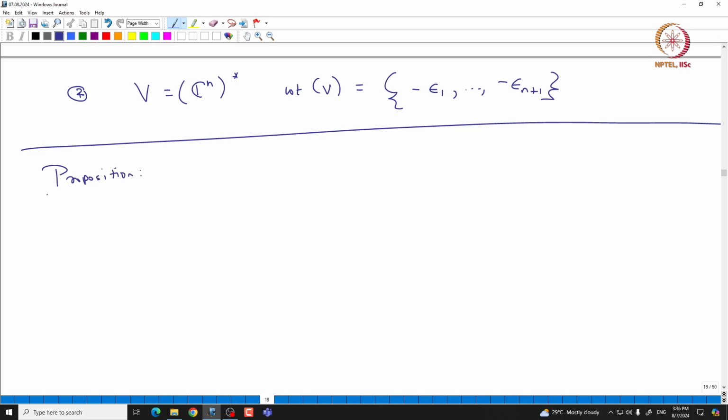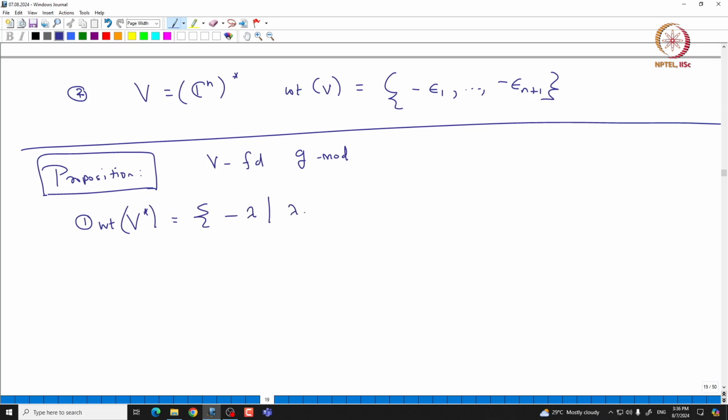So, if you start with a finite dimensional representation, then we have already seen that there are many ways to get new representations out of old representations. For example, we can take duals, we can take tensor products, we can take symmetric products, we can also take alternating products and so on. Okay. So, it is natural to ask what will be the weights of these new representations in terms of the old one. So, let us make this observation. If V is a finite dimensional G-module, then the weights of V star are just minus lambda, where lambda comes from the weights of V. Okay, it is basically minus the weights of V.